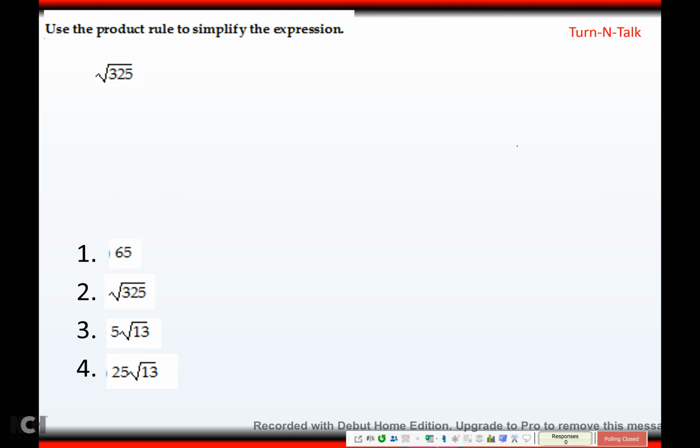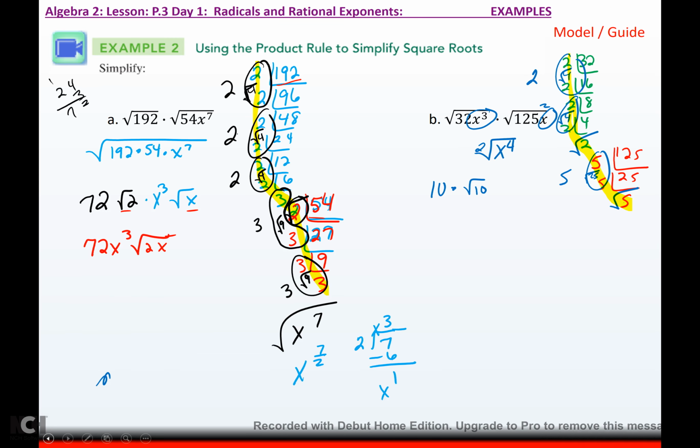Well, oh my goodness. Sorry guys, I do not know why this keeps jumping from slide to slide.